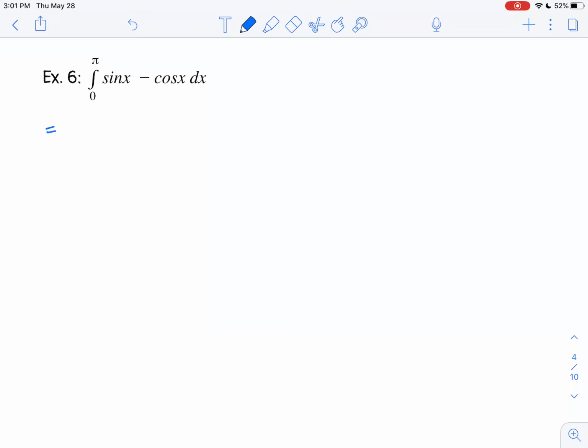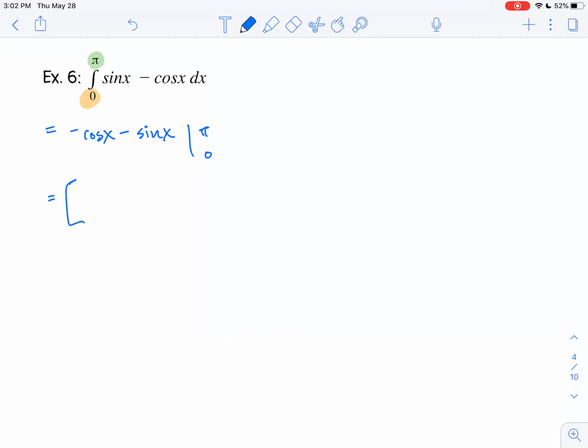All right, so the integral of sine x is negative cosine x, minus the integral of cosine x, which is sine x. Now I don't need a plus c because I have bounds. In fact, I have a bottom bound of 0 and a top bound of pi. So I'm going to plug in pi and I'm going to plug in 0.